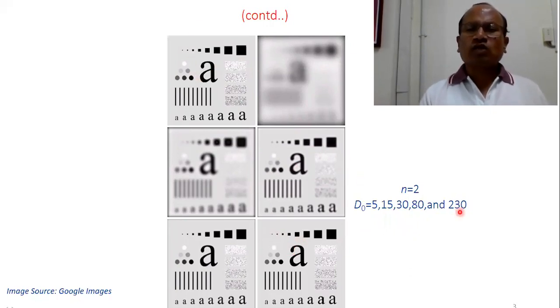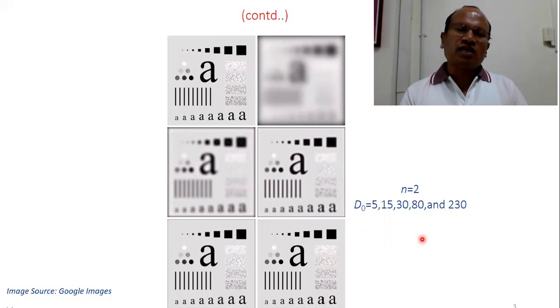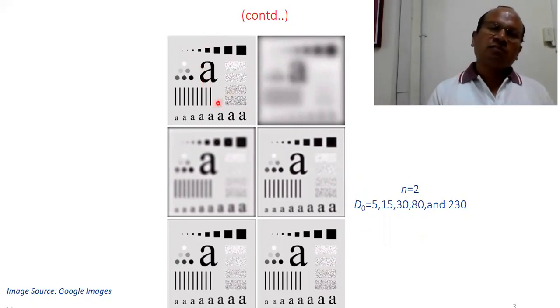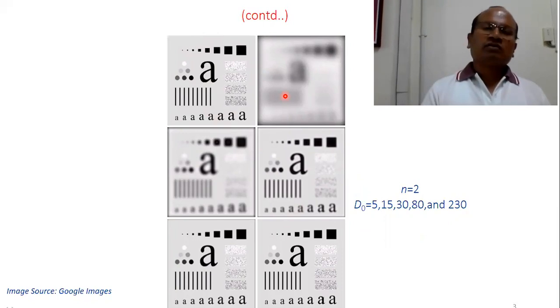If we increase it to 230, since 255 is possibly the maximum value, when we choose 230, almost the whole information present in the input image is passed. So they are looking similar. But when you go towards lower and lower values of cutoff distance, the more blurry the image looks.